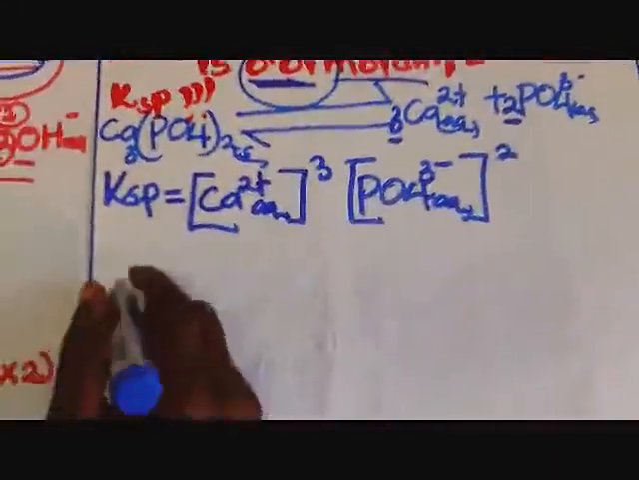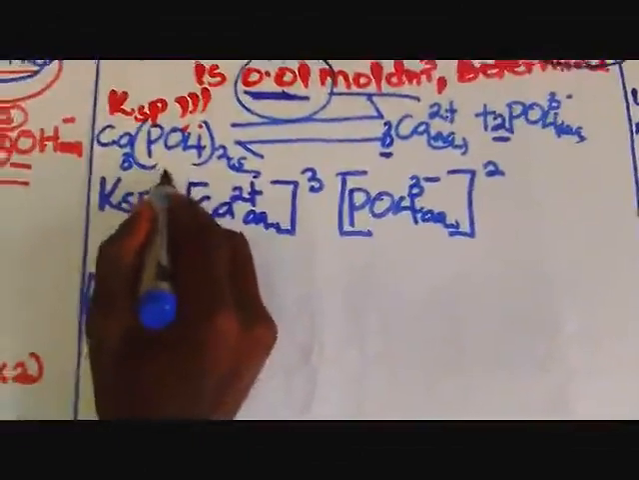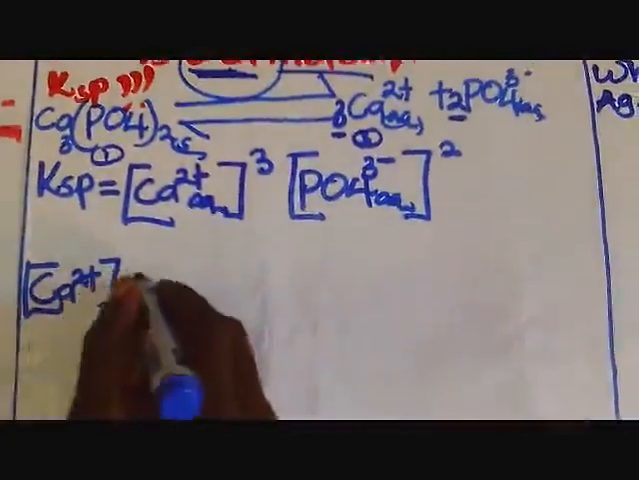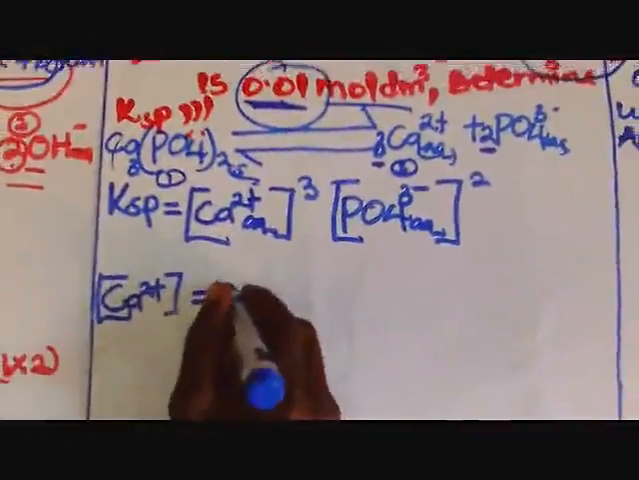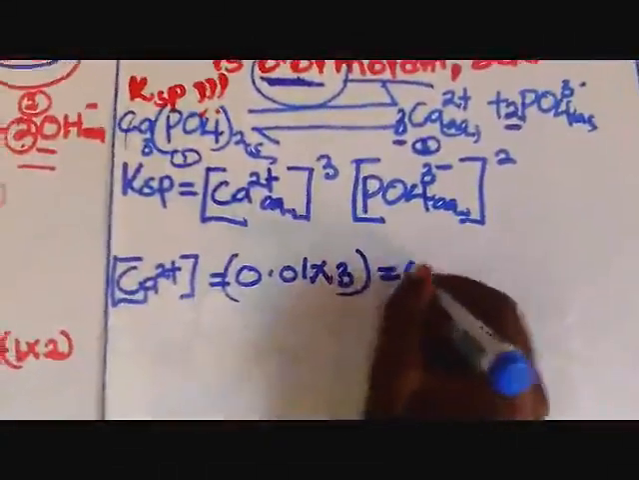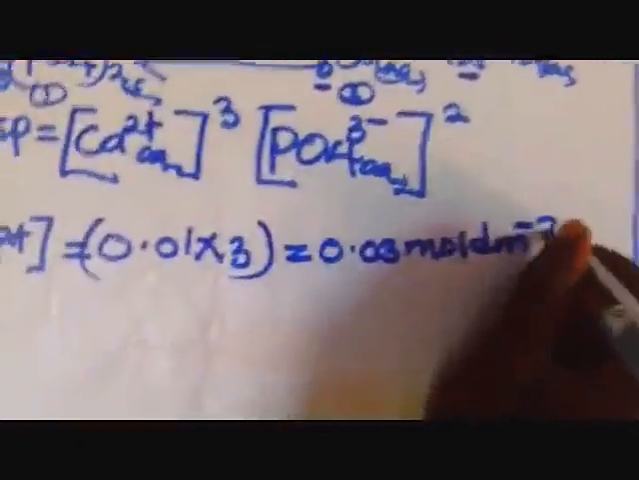So we shall just come and say concentration of calcium ions now. But when you look at the mole ratio, 1 mole of this one here is producing how many moles of calcium? It's producing 3. This implies that the concentration of calcium ion will be equivalent to 0.01, because 0.01 is for this one, calcium phosphate, all of it. So we shall get the 0.01 of the calcium phosphate times the what? Times the 3. And now we arrive at 0.03 moles per decimeter cubed.